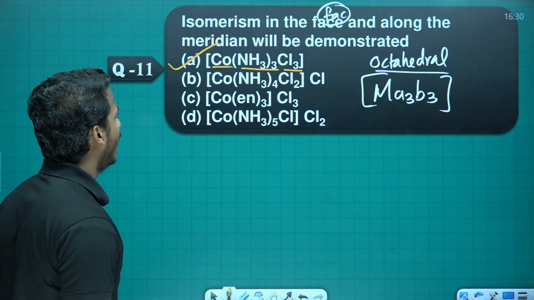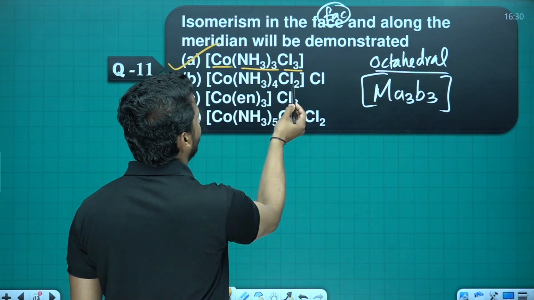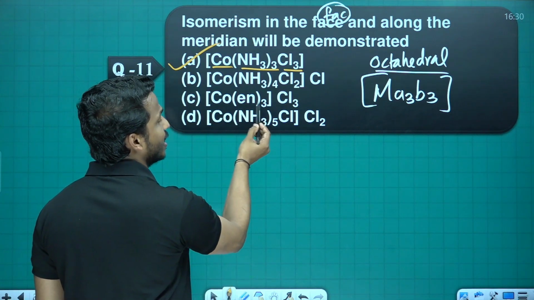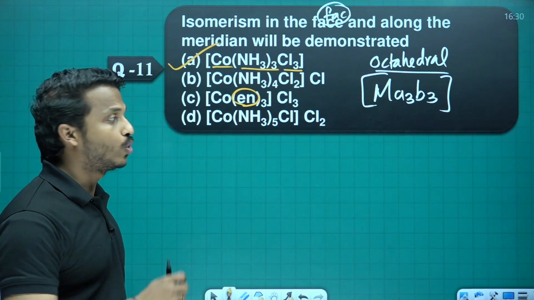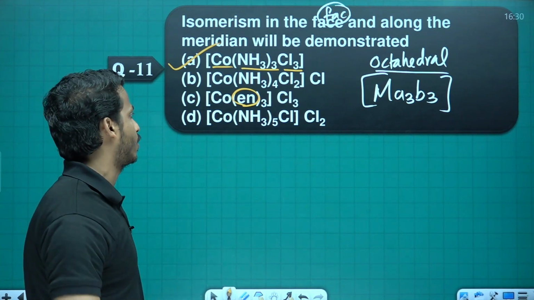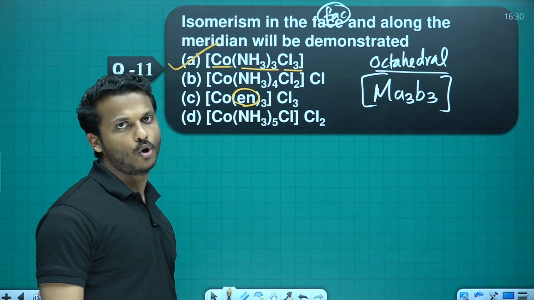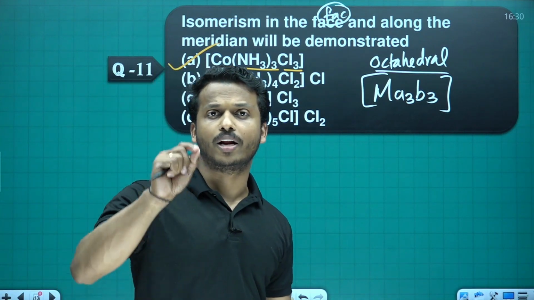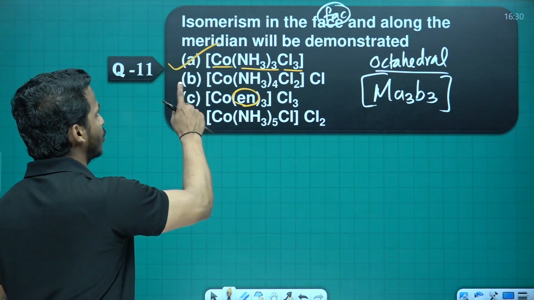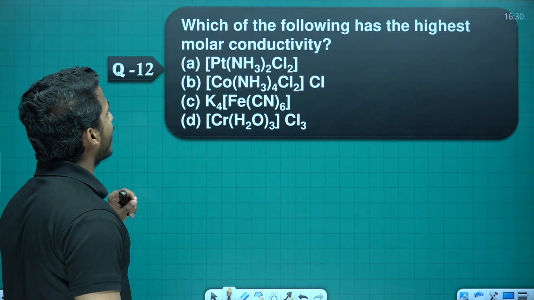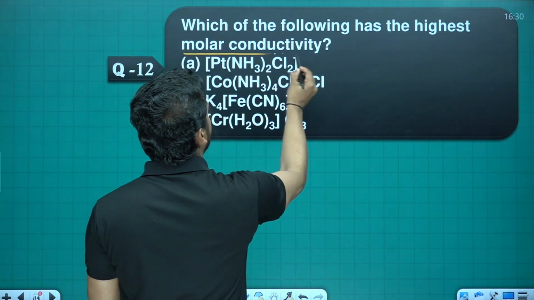That's it. And this, you think this is Ma4B2, this is Ma6, right? Ma6, because en is a bidentate ligand. So 3 en means it will be 6 sites, okay? And this is Ma5B. No. FAC and MER isomer is only given by the type Ma3B3. That is option A. Which of the following has the highest molar conductivity?